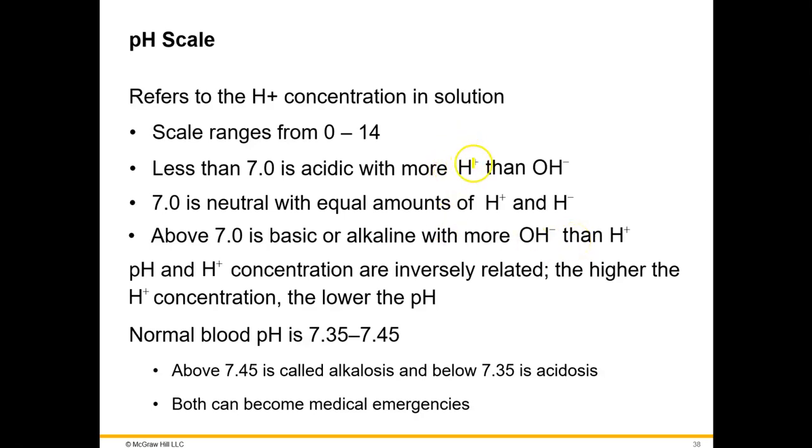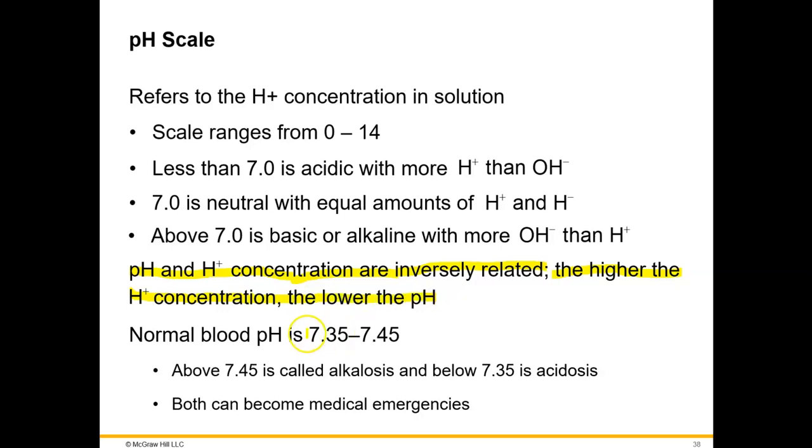So the hydrogen ion concentration is going to be high if the pH is low, and the OH minus, or hydroxide ion concentration, will be high when the pH is high. Okay, and it says here pH and hydrogen ion concentration are inversely related. That means the higher the H plus concentration, the lower the pH.